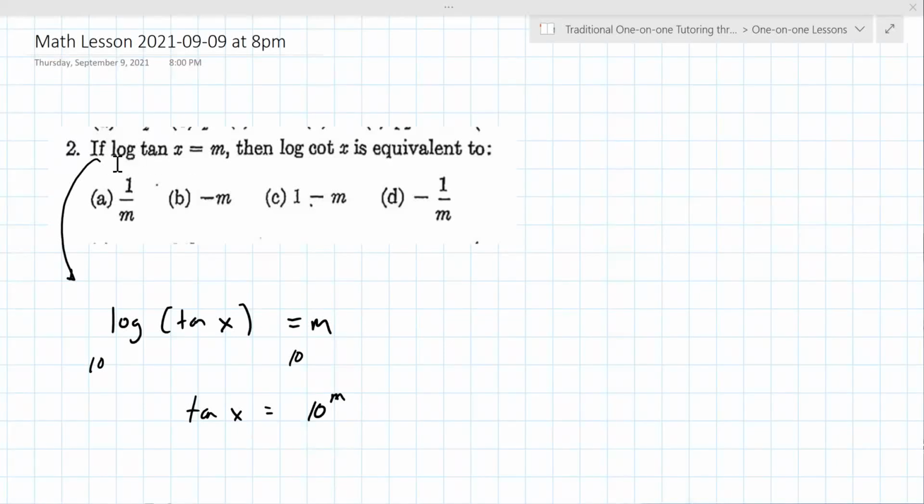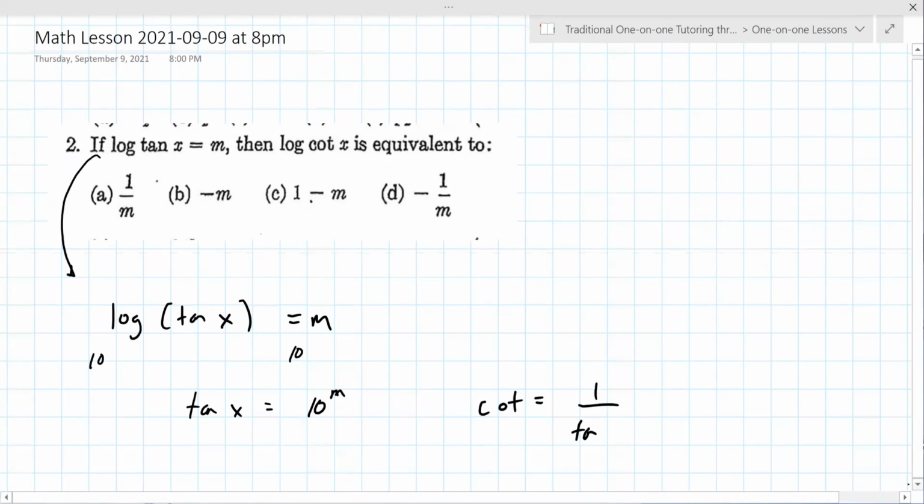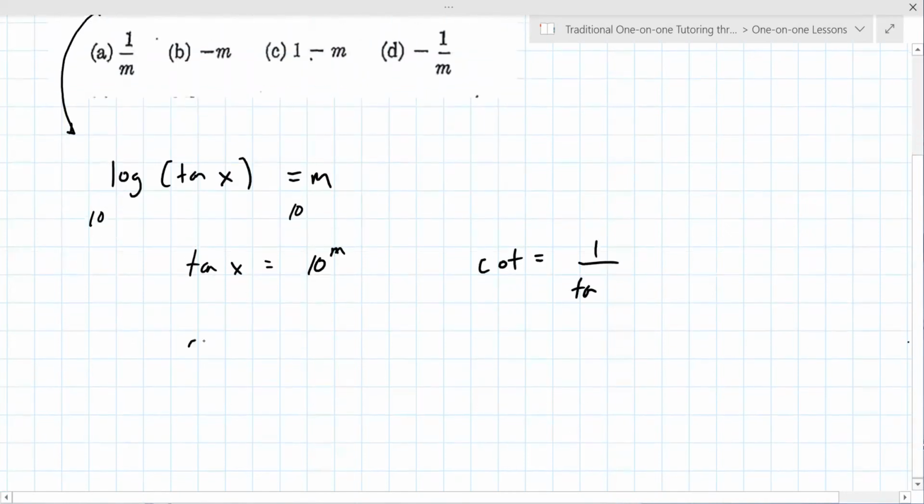I just rewrote this first equation down here, log tangent x equals m, and then you undo the log with 10, power of 10, base 10. Okay, so cotangent is 1 over tangent, so it's basically the reciprocal. So cotangent of x equals 1 over 10 to the m. You just flip that, and that's 10 to the negative m.